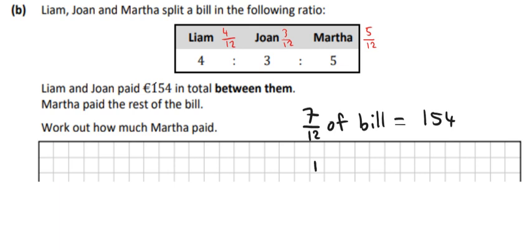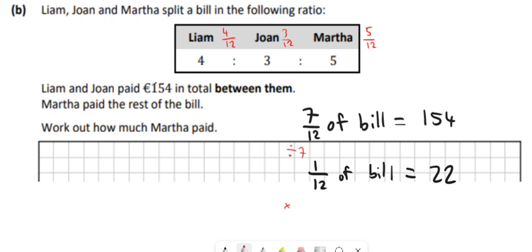So I'm going to get 1/12 of it first. And all I'm going to do to get that is I'm going to take the 154 and divide it by 7. And that's €22. Then if I know what 1/12 of it is, I can multiply back up. So again, it's dividing down to get 1 and then multiplying up to get whatever you want.